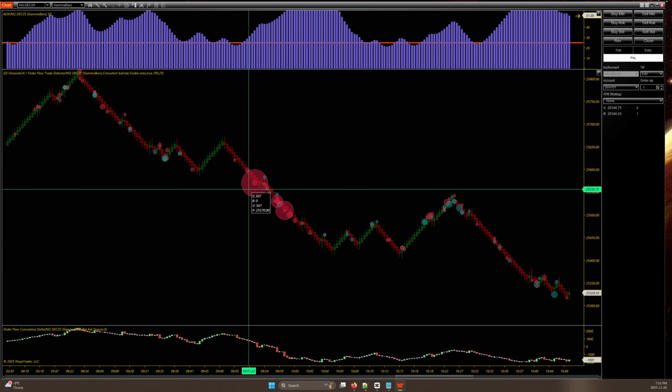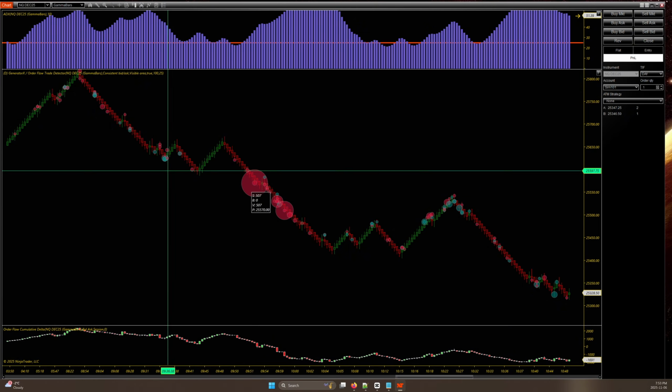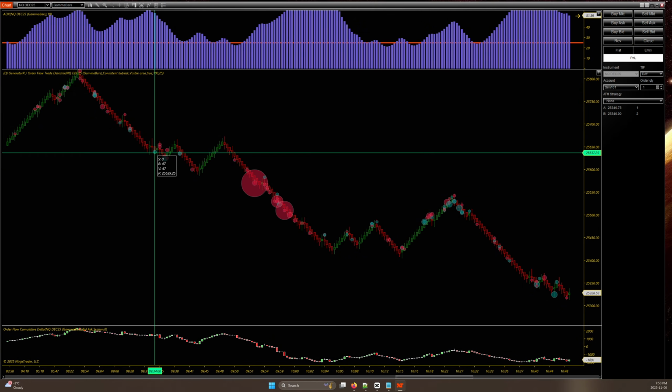If I hover over it, it'll say S for sell, 507. So that means on that bar, there were 507 contracts sold below the bid. So that's why you get that big bubble there, the big red one. And then the big blue ones, you can see here, the buy pressure was 47 and the overall volume was 47. So there was no other volume on this bar except for a buy pressure of 47 contracts.